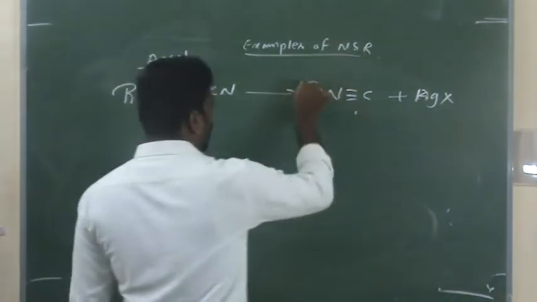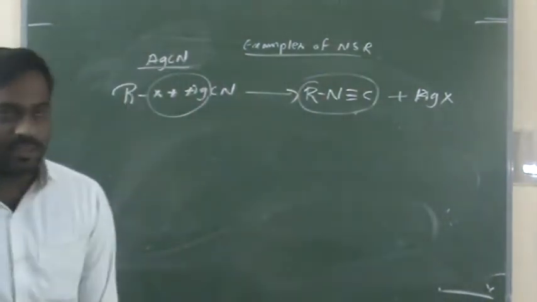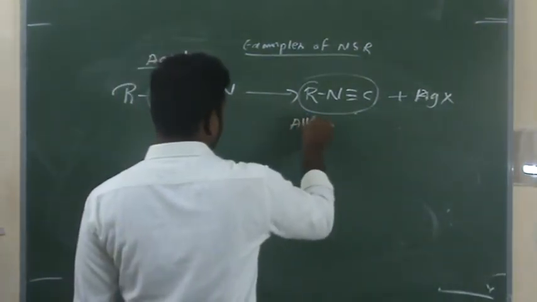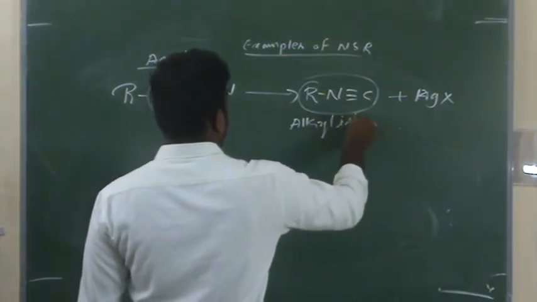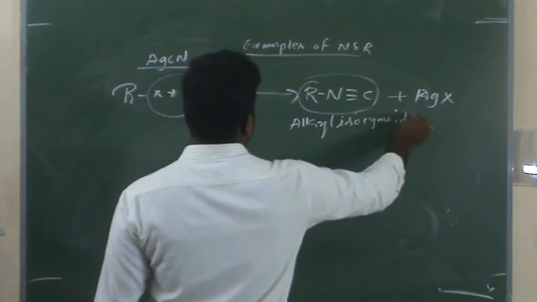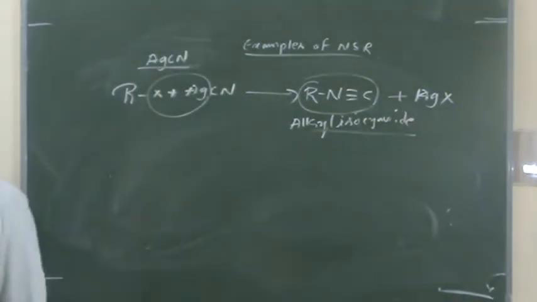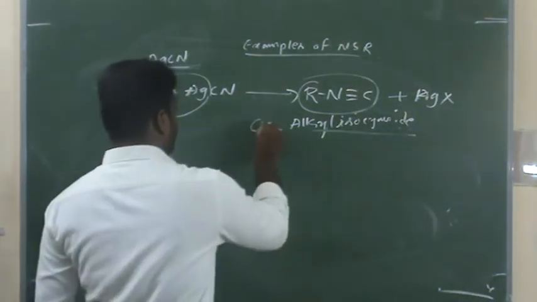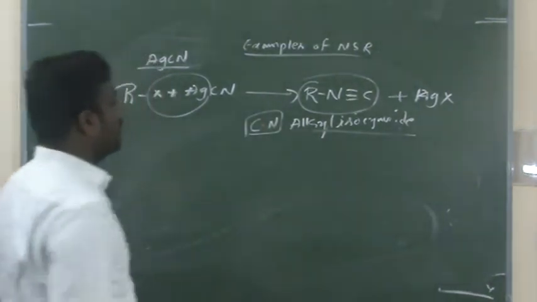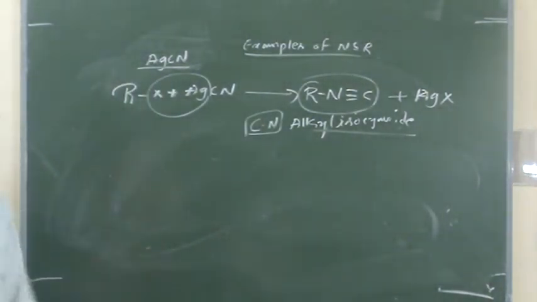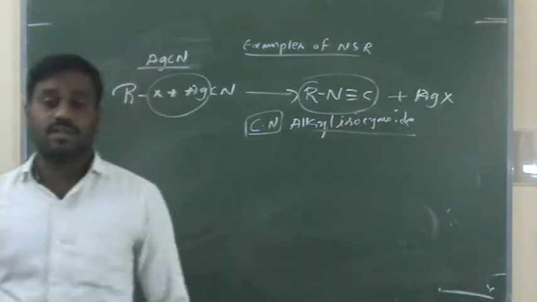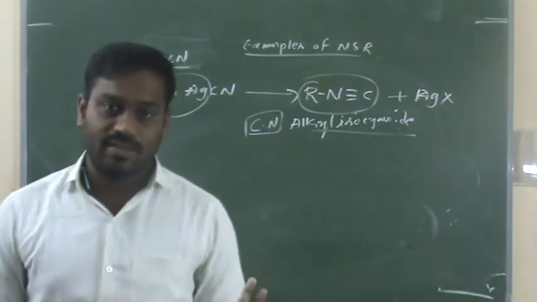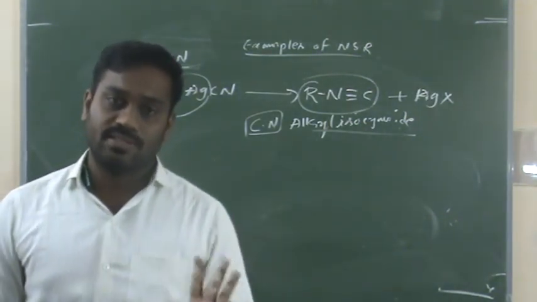The difference is between R-C triple bond N in the KCN case and R-N triple bond C in the AgCN case. This is called alkyl isocyanide. Here we are getting alkyl isocyanide. There is no IUPAC name for this; it has only the common name, alkyl isocyanide. When alkyl halide reacts with AgCN, alkyl isocyanide is formed. But when alkyl halide reacts with KCN, alkyl cyanides are formed. The small difference is there.